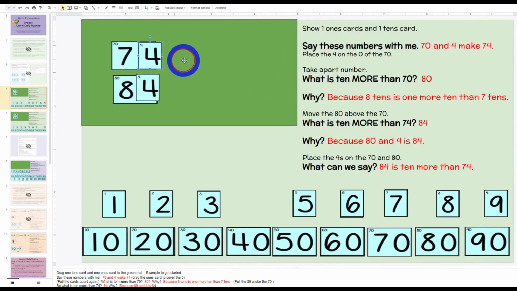So notice again, we built our 2 numbers. We built one number, 70 and 4. Then we said, what's 10 more than 70? It's 80.